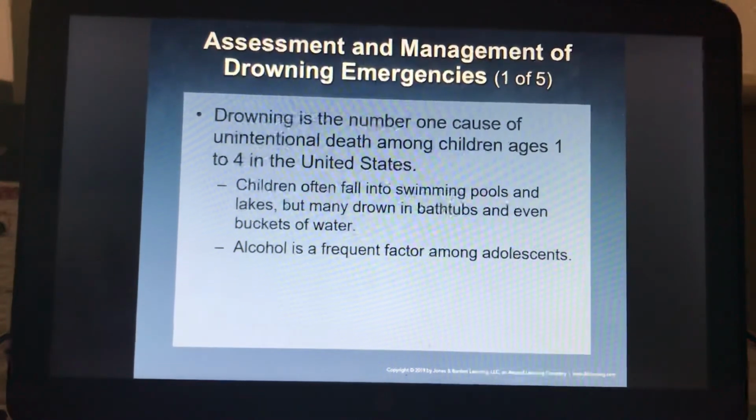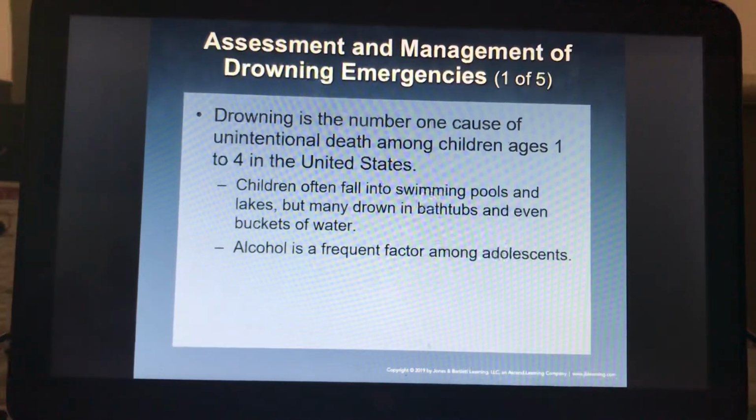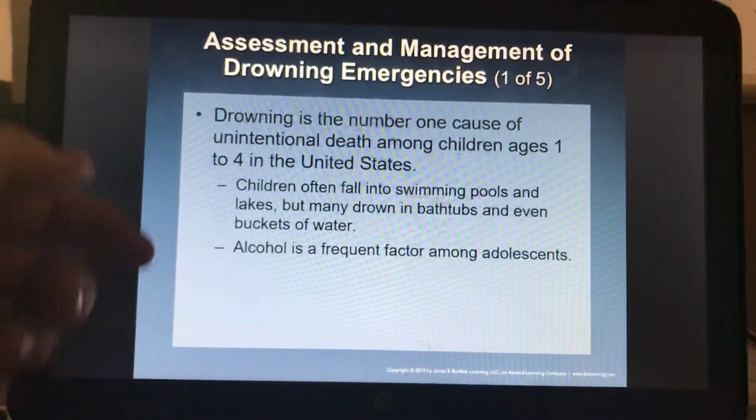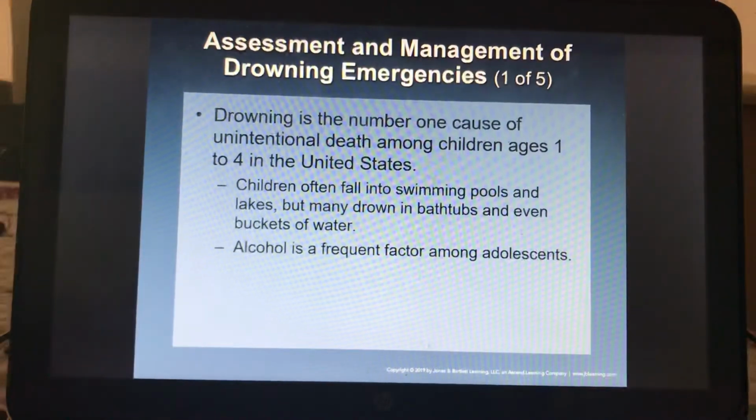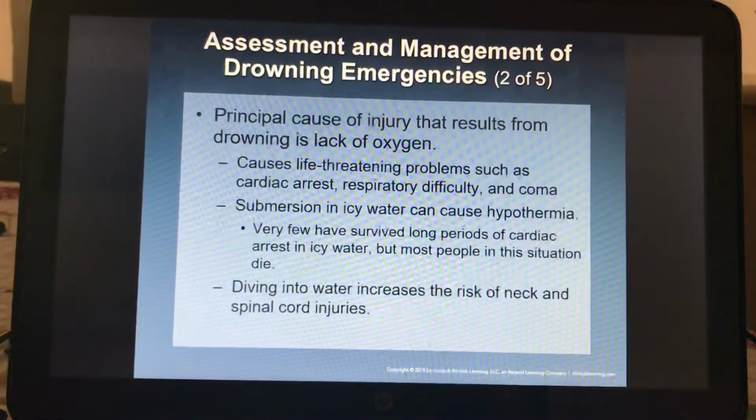It could be in a swimming pool. It could be in a bathtub. It doesn't take much for a child to drown. Just a couple inches of water and being left unattended. And I'm not saying that it was intentionally left unattended. You know, mom could be filling up bath water and the kid just happens to get in. So, it happens. Adolescence is typically going to be alcohol related, so be prepared for that.